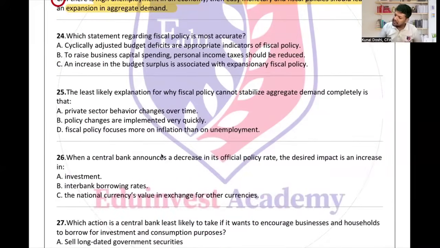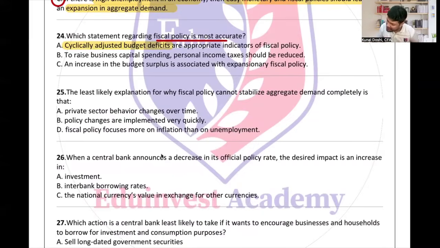Which statement regarding fiscal policy is most accurate? Cyclically adjusted budget deficits are appropriate? Yes or no? Correct. See, budget deficits change according to the business cycle. So there is something called cyclically adjusted budget deficit. They are correct indicators of the fiscal policy, right? They basically take care of the cyclicality because at different points of the business cycle, the deficit keeps on changing, right? So what is cyclically adjusted budget deficit? It is the type of budget deficit where the economy is at full employment. Understood?